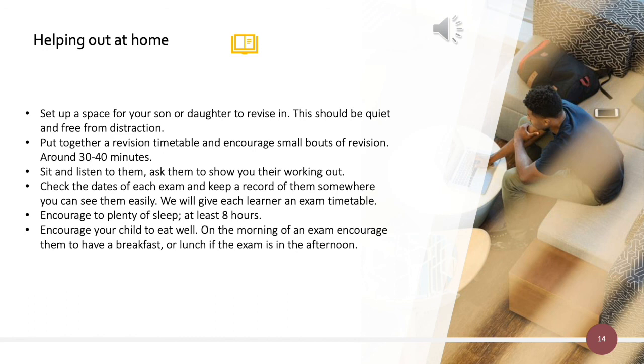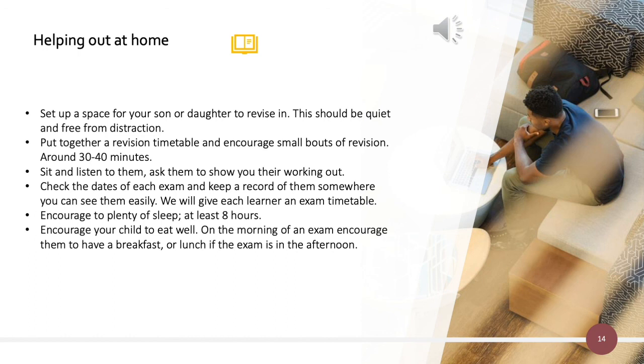One of the best ways you can help your son or daughter is by sitting and listening to them. Ask them about what they've been doing in college today. Ask them, do they know how to do X or Y? Ask them, can they show their working out when doing expansion of brackets or simplification of algebraic equations? If they can demonstrate to you that they know this, they're more likely to be able to retain this information and therefore reproduce it under exam conditions.